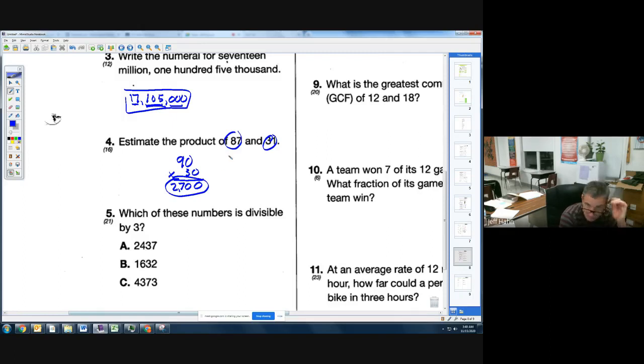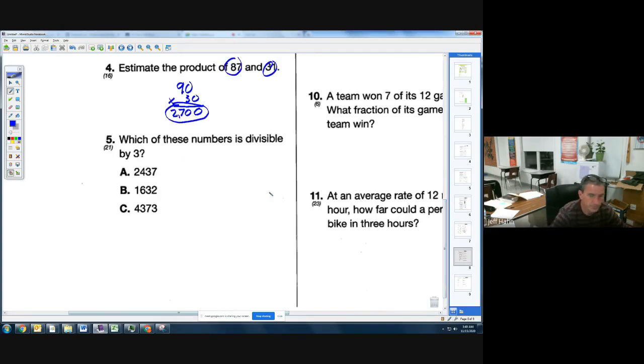Now, could you make the case for making this 100 times 30? You probably could. I would not mark it wrong probably if you put 3,000, but we like to make it estimate, make it easy, but also make it as close as we can by estimating.